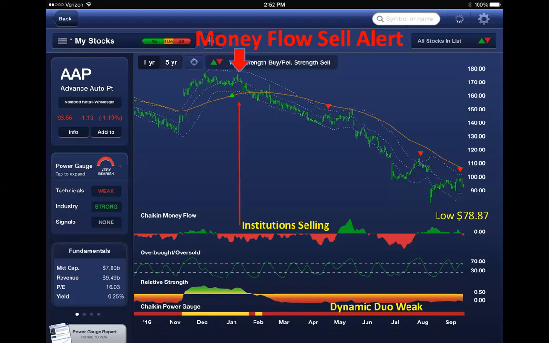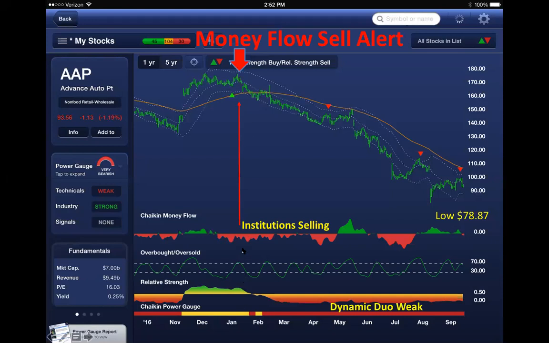stays red or negative. This is a chart of Advanced Auto Parts, one of the three biggest players in the auto parts business. And the chart ends in 2017. Bearish money flow sell alert came at a new all-time high above 170.